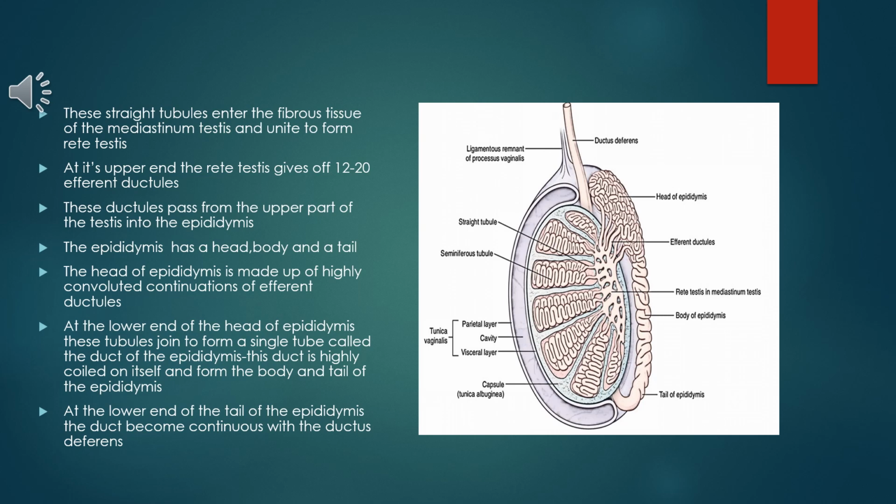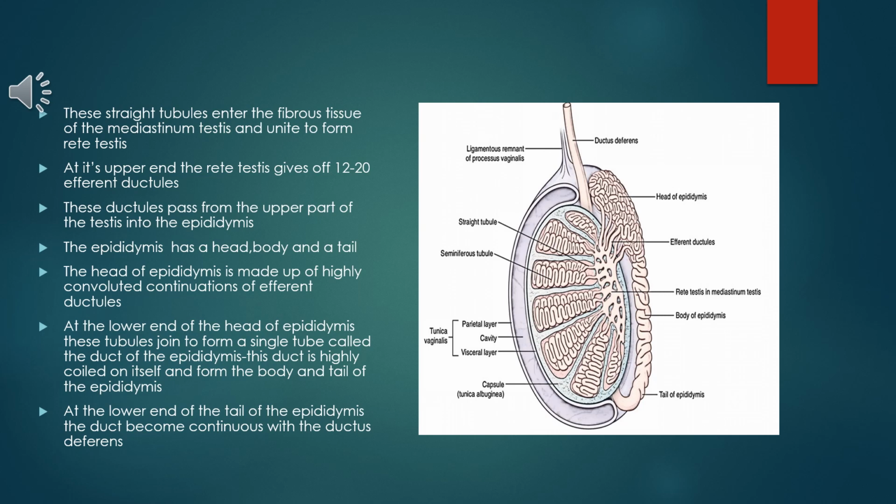It has a head, body and tail. The head of the epididymis is formed by the highly convoluted continuations of the efferent ductules. Then at the lower end of the head of the epididymis, these efferent ductules join together and form a single tube called the duct of the epididymis. This duct is also highly coiled on itself. It forms the body and the tail of the epididymis.